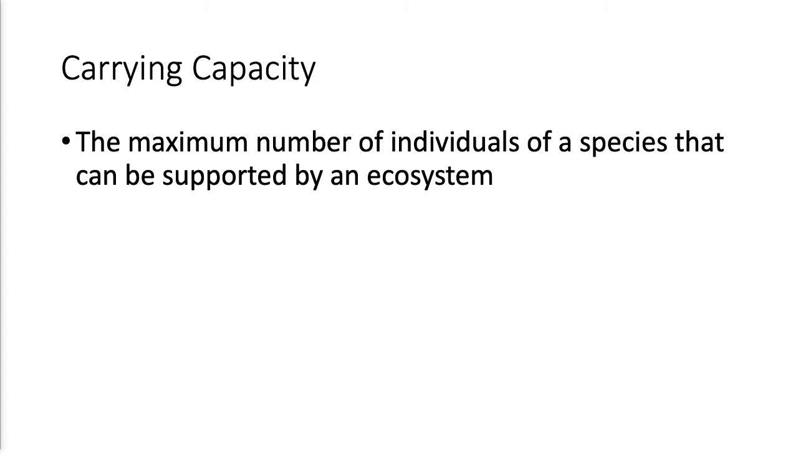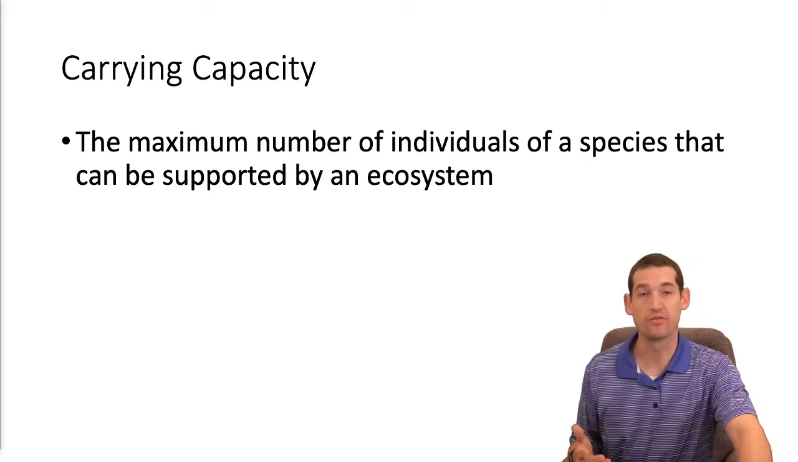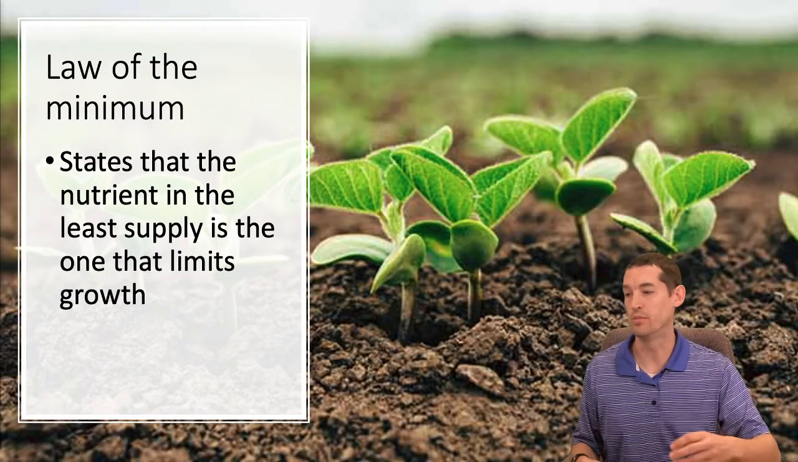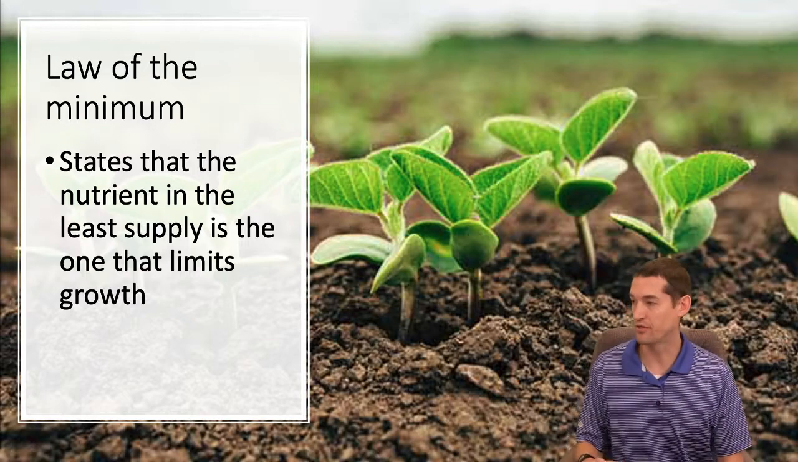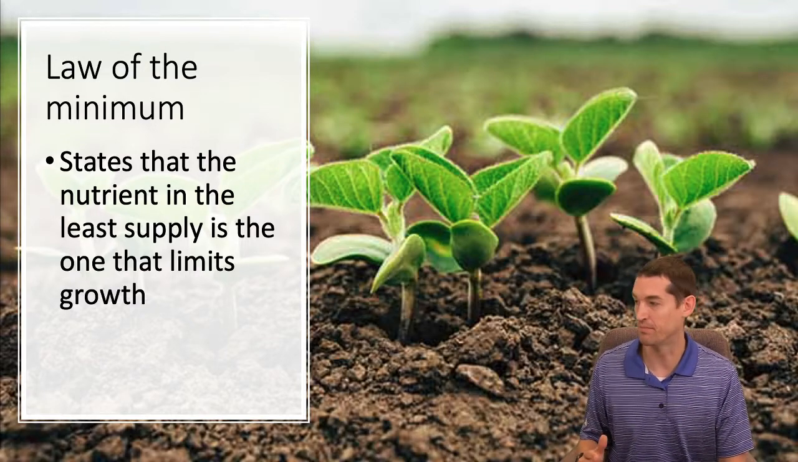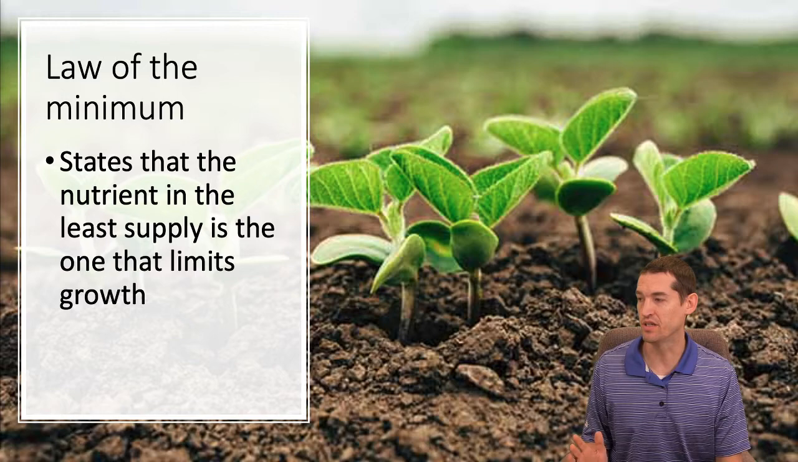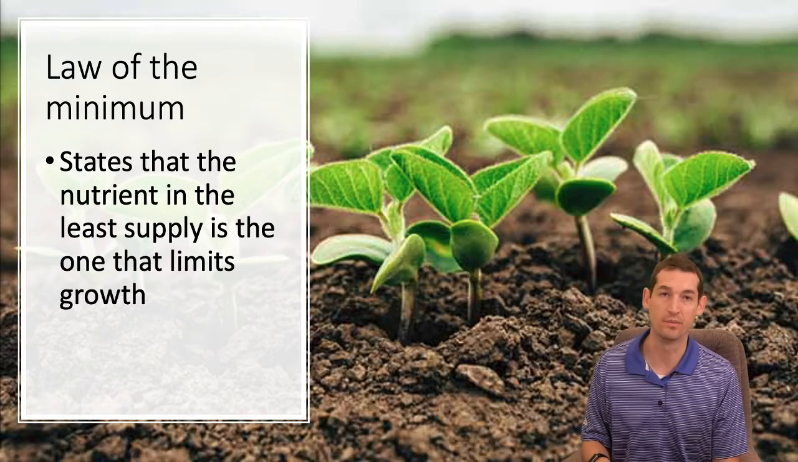All right. Now, some other things that influence how species perform are some laws we're going to talk about. And the first one is called the law of the minimum. And it states that the nutrient in the least supply is the one that limits growth.